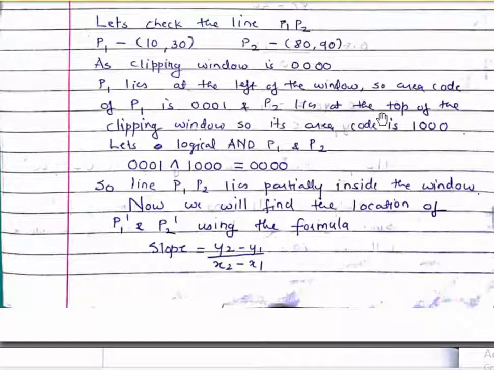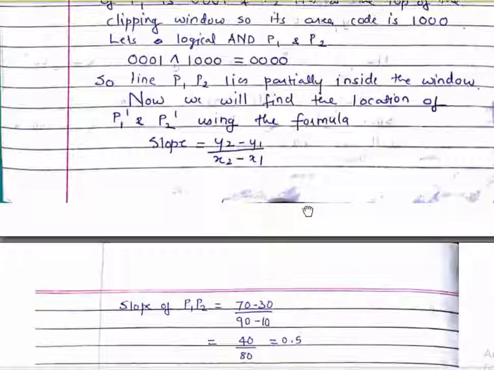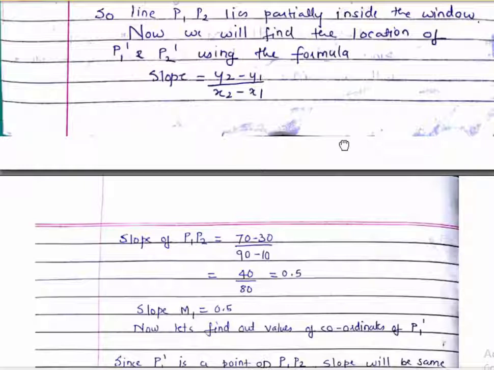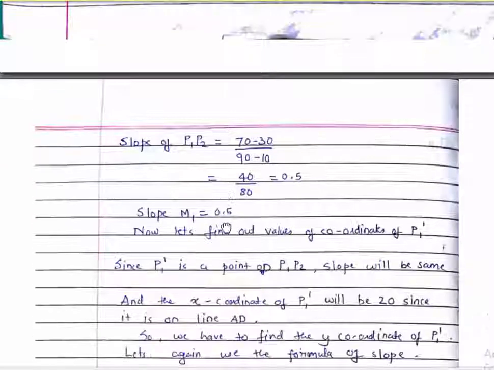How are we going to do that? First we'll find the slope. Slope is y2 minus y1 upon x2 minus x1, where x2 and y2 are the coordinates of P2 and x1 and y1 are the coordinates of P1. So we perform that operation: 70 minus 30 upon 90 minus 10. What we get is a slope of 0.5. Now we know the slope of line P1 P2, that is 0.5.